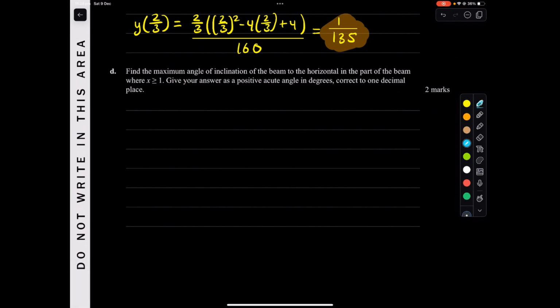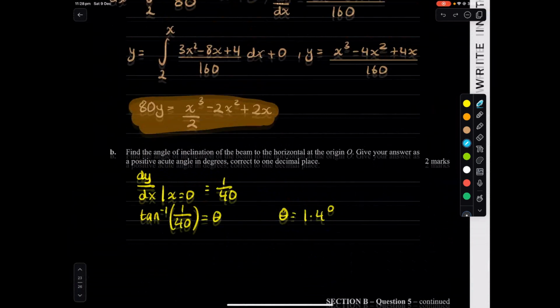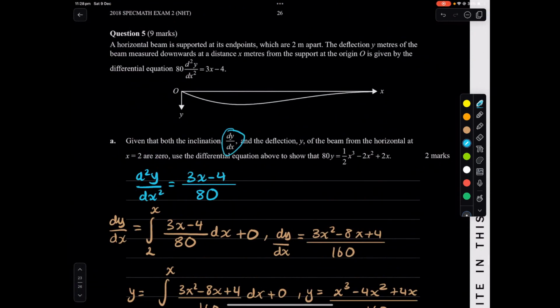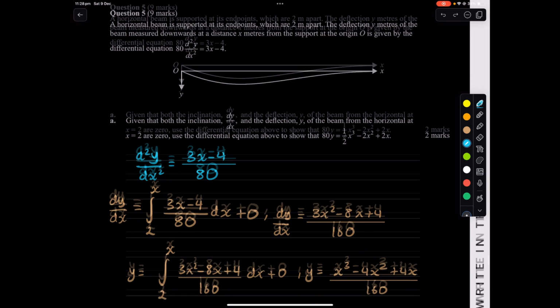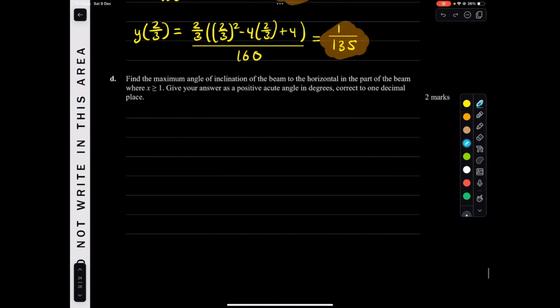Next question. Find the maximum angle of inclination. Okay, inclination. So what is inclination? We said inclination has dy/dx. So if we want the maximum, it's just finding d squared y over dx squared when it's equal to 0. So find the maximum angle of inclination of the beam to the horizontal in the part of the beam where x is greater or equal to 1. Give your answer as a positive acute angle, correct to 1 decimal place.